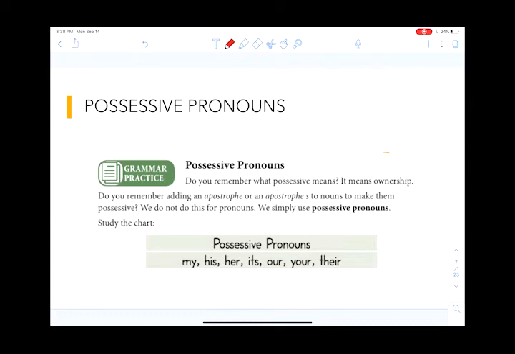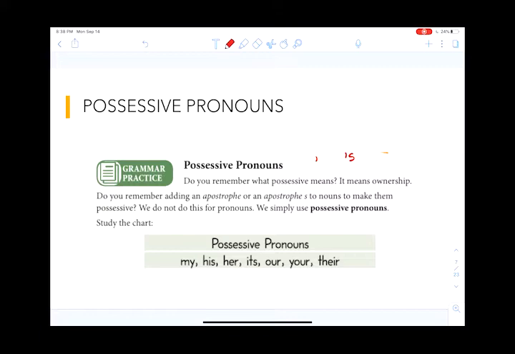Today, we will be discussing possessive pronouns. Do you remember what possessive means? Yes, you're right. It means belonging to someone and showing ownership. Do you remember adding an apostrophe or an apostrophe S to nouns to make them possessive, like cars? We do not do this for pronouns. Instead, we have a whole set of other words that are pronouns that were made specifically to show ownership. We call these possessive pronouns. These possessive pronouns are my, his, her, its, our, your, and their. Know these and memorize them.